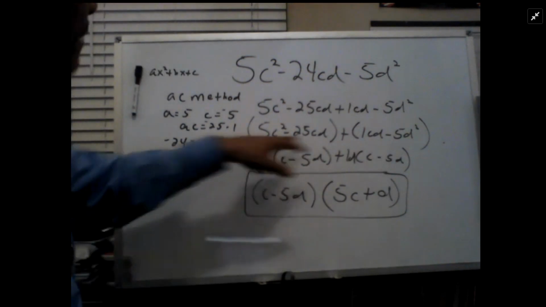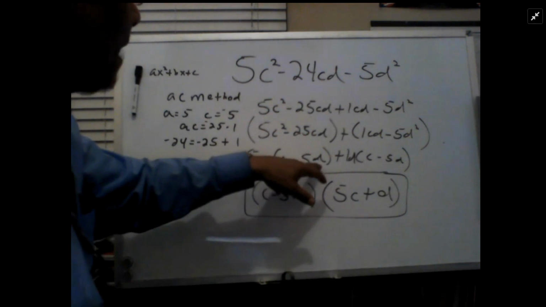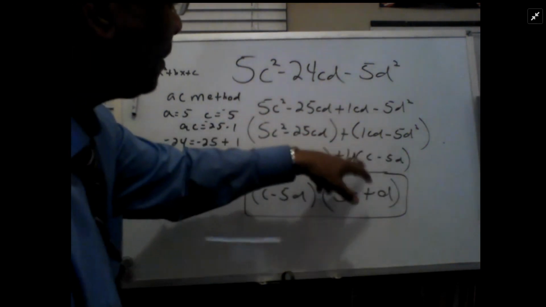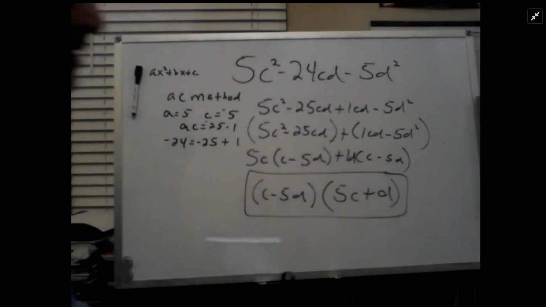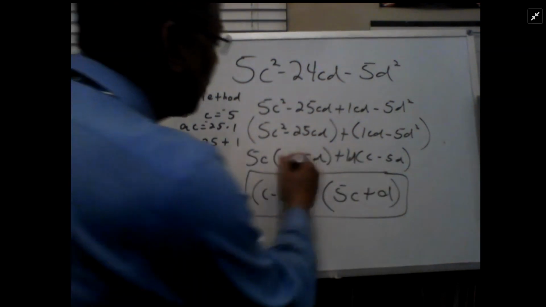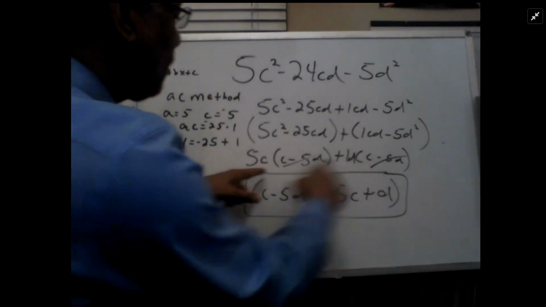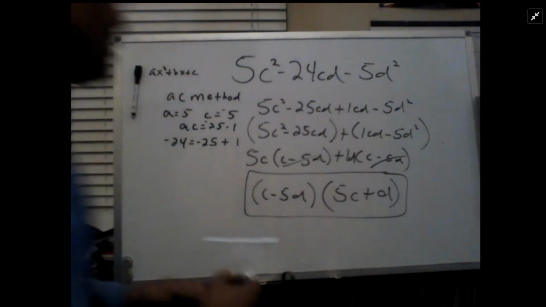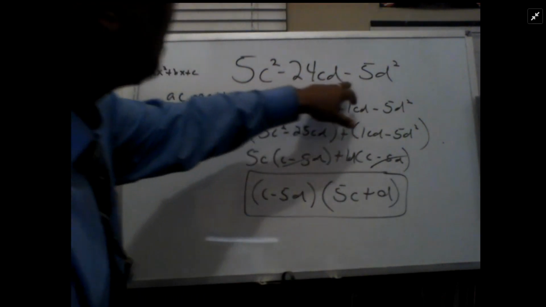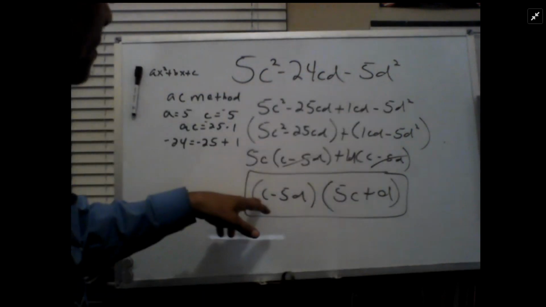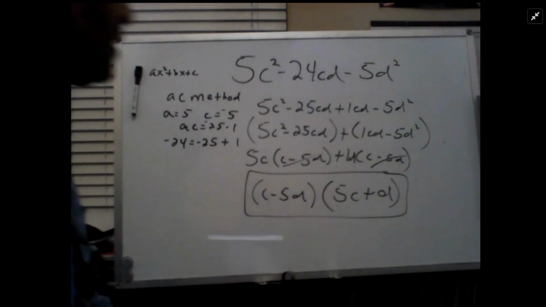GCF factoring, factor out the 5c, gives me a c minus 5d. Only 1 here, 1d, but it gives me a c minus 5d. That is not a coincidence, because now we can factor out the c minus 5d. What we have left over is the 5c plus d. So therefore, 5c squared minus 24cd minus 5d squared, the answer is c minus 5d times 5c plus d.